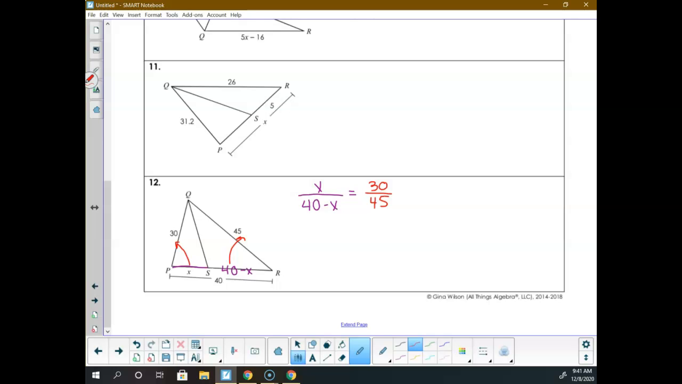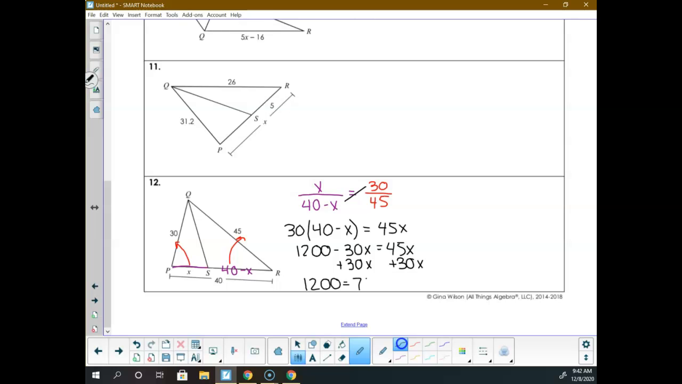Yeah. All right, so we're still going to cross multiply. So I've got 30 times 40 minus X equals 45X. So 30 times 40 is 1200 minus 30X. So I end up with X equals 16.